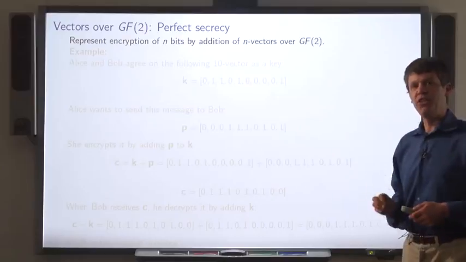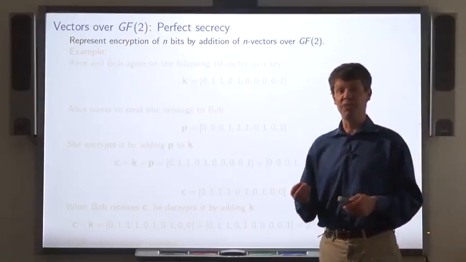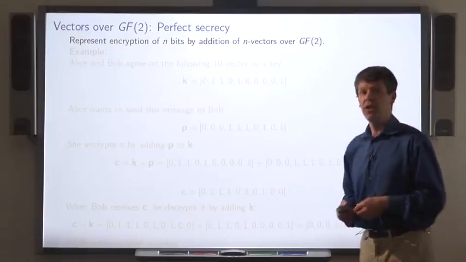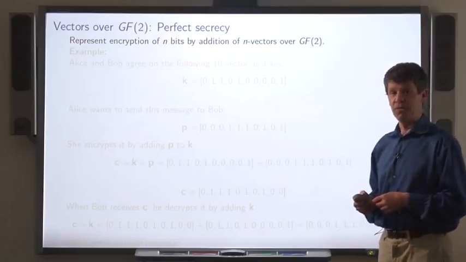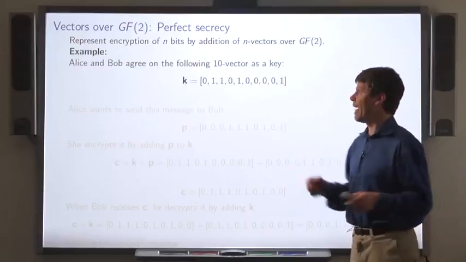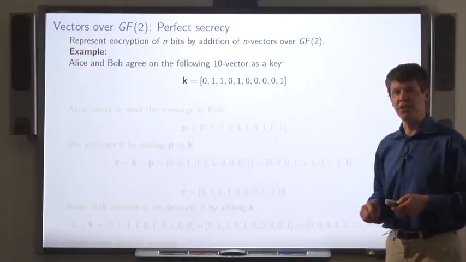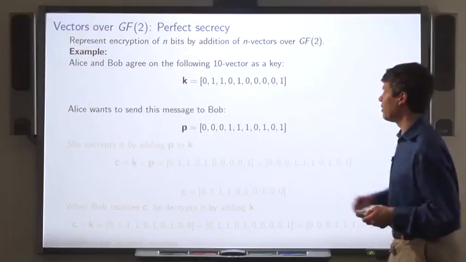Now let's see how we can use GF2 addition to achieve perfect secrecy in a cryptographic sense. So we're going to represent encryption by n-vector addition over GF2. So let's imagine that Alice and Bob agree on this key. It's a 10-vector over GF2. And later, Alice wants to send a message to Bob.